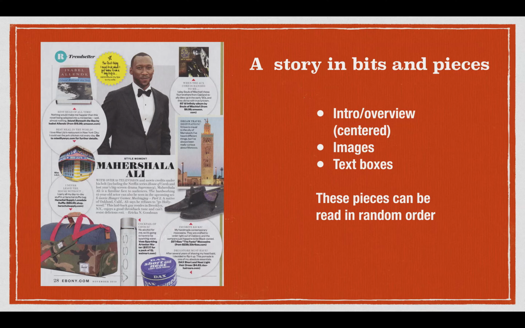So you've got the picture of the guy, the intro about him, and then each of those other little sections gives you just another tidbit. So you can read these in whichever order you want to read them. If you're not interested in the shoes, you just skip that. So you don't have to read through a whole story to get the information that you want.